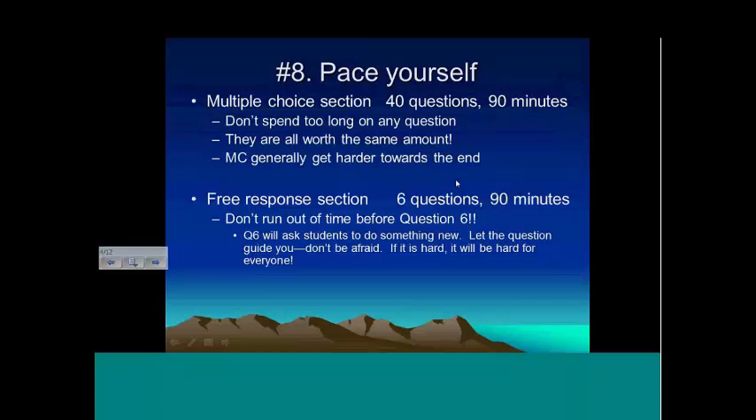So a little bit of additional information on that investigative task. It's important that students know that question 6 is going to ask them to do something they've never done before. The questions are really cleverly written so that they may start out with something that students have seen and then build on that and gradually move outside the box.